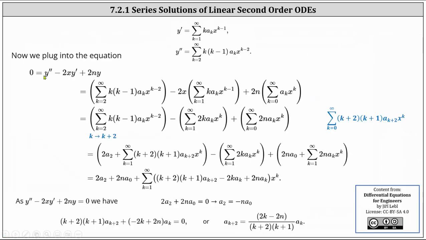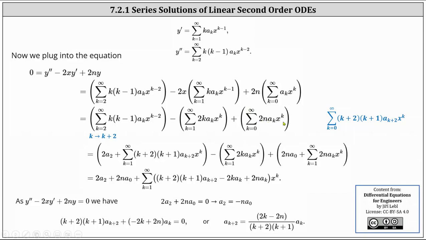Since we know 0 is equal to y double prime minus 2xy prime plus 2ny, 0 must also equal the power series for y double prime minus 2x times the power series for y prime plus 2n times the power series for y. For the next step, we'll distribute the 2x into the power series and the 2n into the power series. Distributing the 2x into the power series, we have the sum from k equals 1 to infinity of 2k a sub k times x to the power of k. Distributing the 2n into the power series, we have the sum from k equals 0 to infinity of 2n a sub k times x to the power of k.